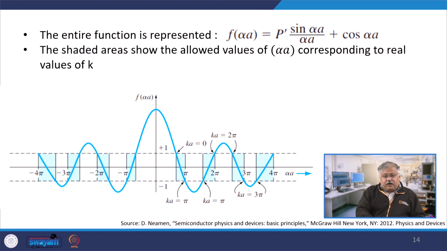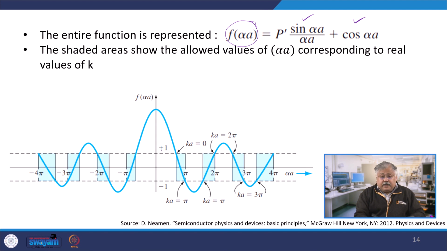So the entire function is represented by these things. And if you remember, the maximum and the minimum value of f of alpha a can go from +1 to -1, right? The maximum value of the function on this side can obviously be +1 or -1 because it is made up of a sine and a cos. And you know the maximum and minimum limits of sine and cos, so you cannot go beyond that in any case.